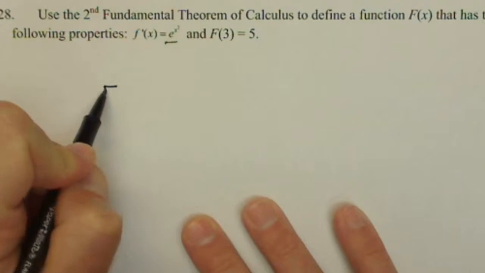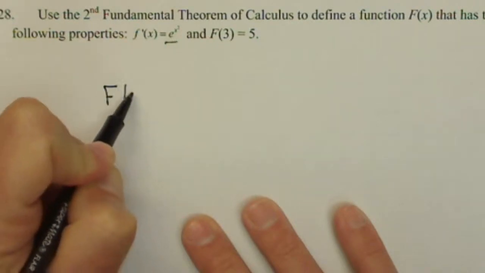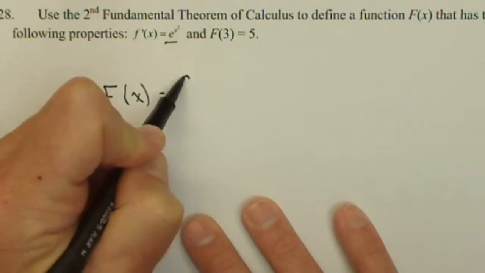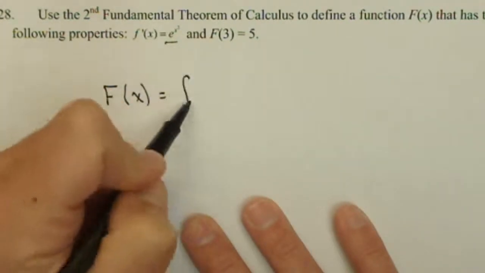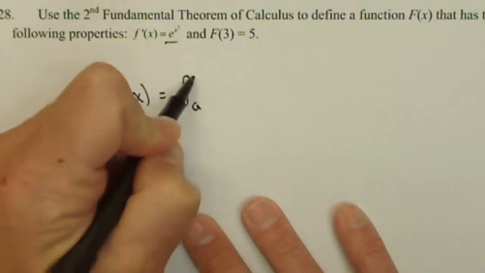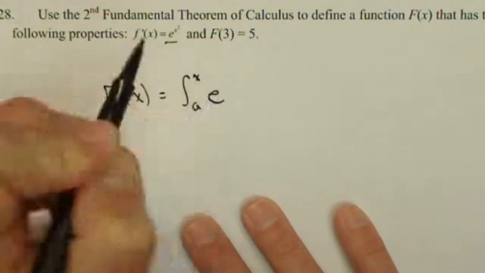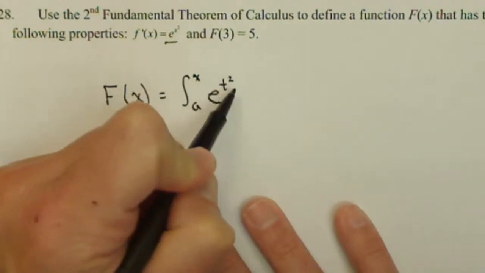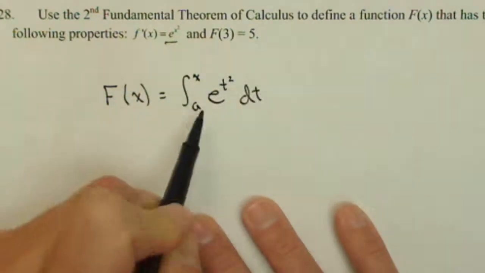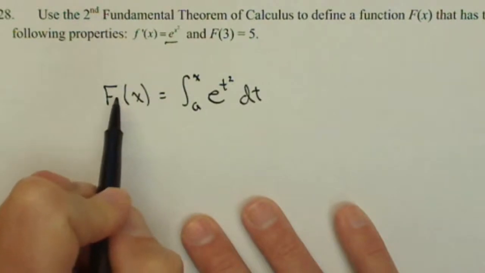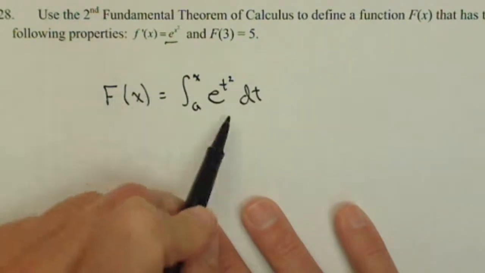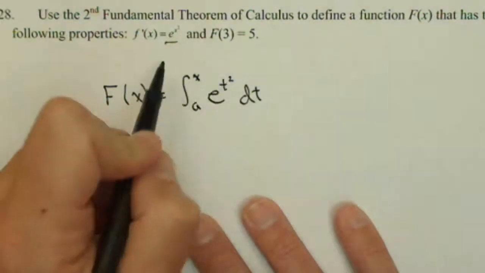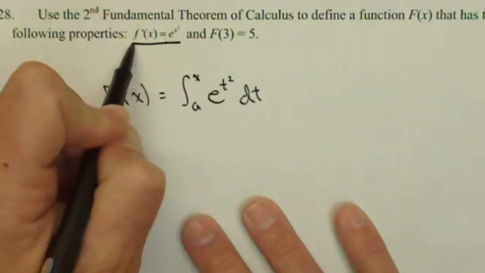But the second fundamental theorem of calculus says that we can say, alright, well then capital F of x is the integral from some value up to x of e to the... now we can't use x here, so we use what's called a dummy variable, t squared dt, because now we know that the derivative of this function is e to the x squared from our second fundamental theorem. So that satisfies this part.